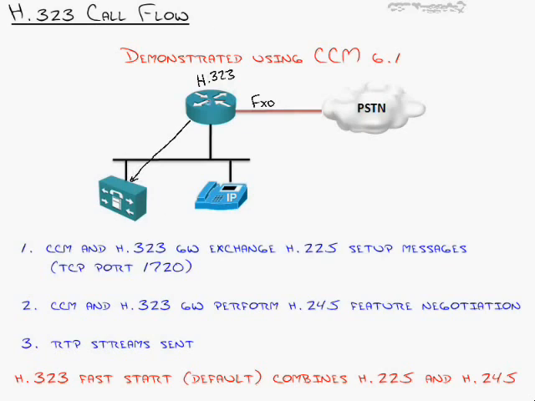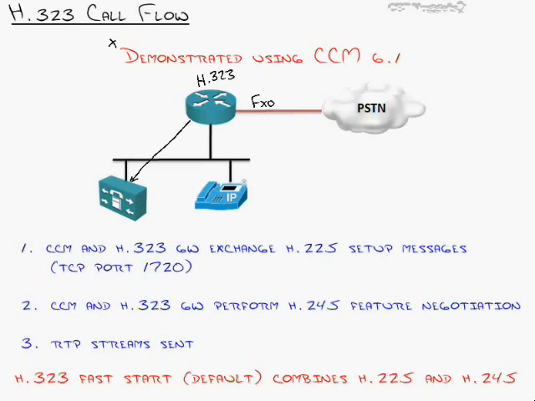So let me walk through these steps, and you can see I've got my little star up here, demonstrated using Call Manager 6.1. I'm going to actually walk you through the setup of a gateway and call manager relationship, and then use a debug command to watch this call flow. So the first step that's going to happen when we use H323 is the call. Let's say, sorry, let me give you a scenario here.